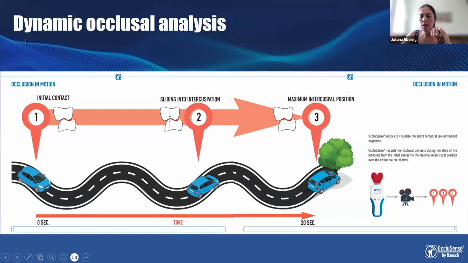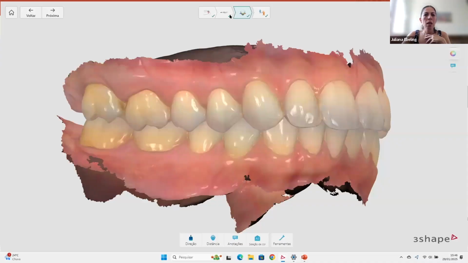So what's the difference of the OccluSense system? It's the only device that registers the dynamic of occlusion. Then I can see the initial position of contacts between the teeth, and how these contacts change during the movement until the system reaches the final maximum intercuspal position. And here is an exercise to analyze how to interpret the data.